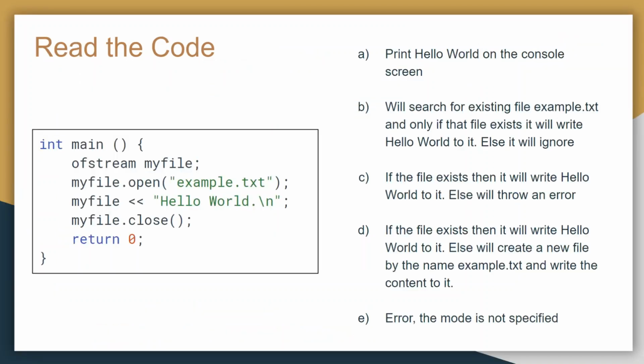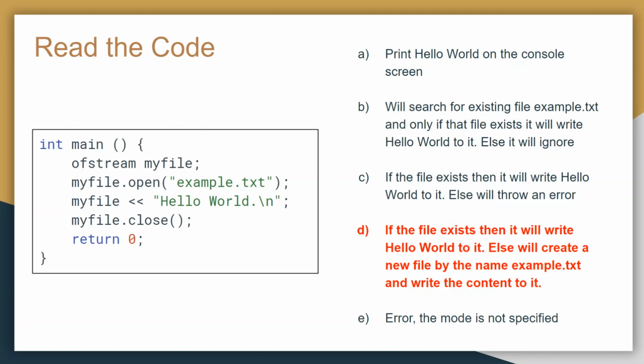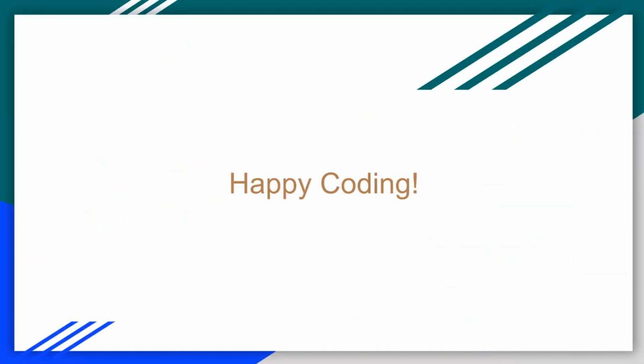So here's a simple example of reading the code. What would you expect this to produce if we ran it? So here, if the file exists, then it will write hello world to it. Otherwise, it'll create a new file by that name and write the content to it. So this is something that you may want depending on what you are trying to do.